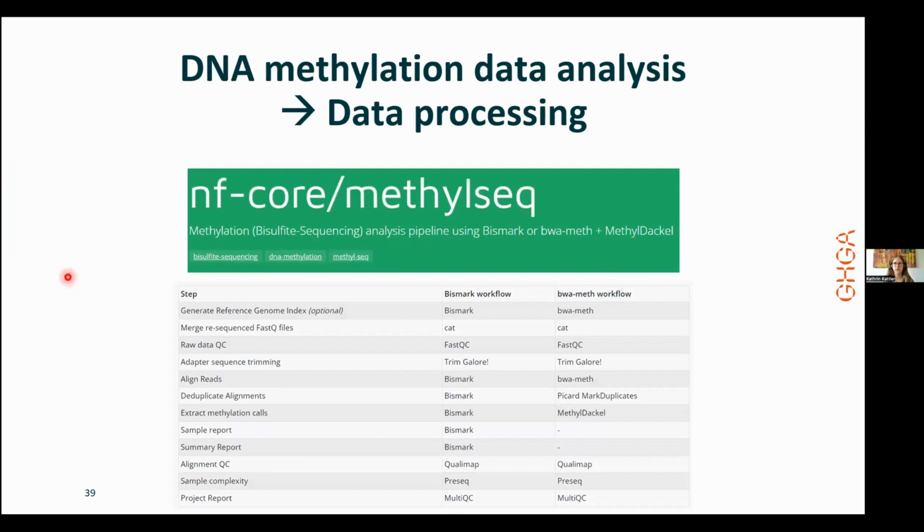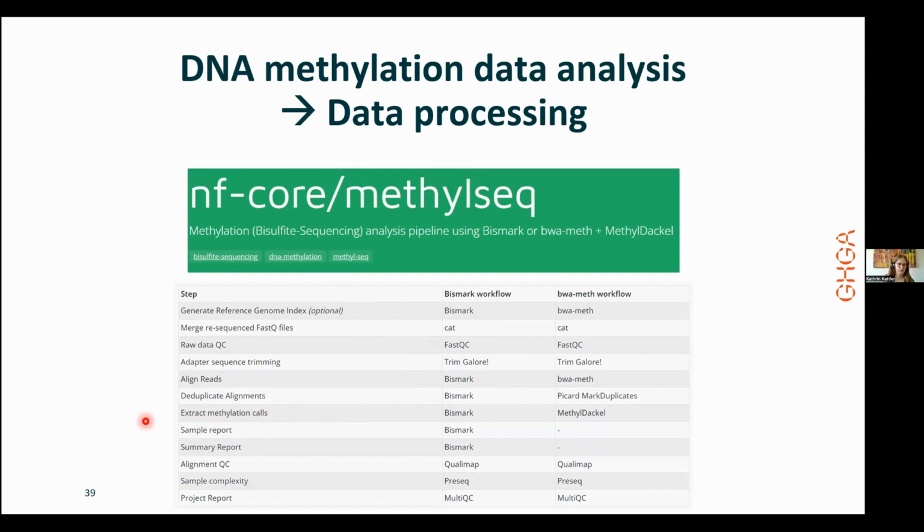For DNA methylation, I think data analysis is a bit more complex than for the other data types. Here we usually use the methylseq pipeline now for data processing. There are two different workflows, but let's stay with the Bismark workflow. So we start with the FASTQ files, we do QC, we trim the adapters, we align the reads, and importantly, in the same step we can also extract the methylation calls. These methylation calls are then usually used for extensive further downstream analysis with other tools.